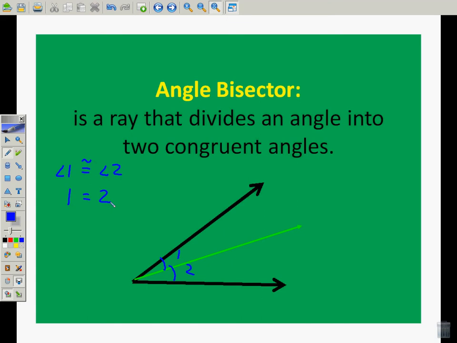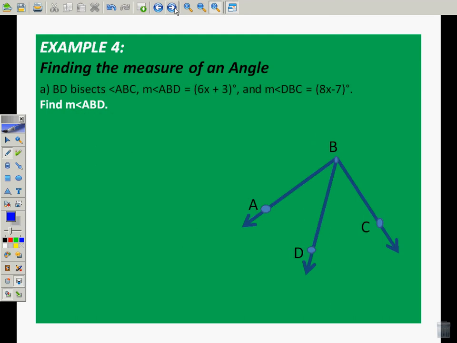Okay, here we go. Now, finding the measure of an angle. Here's the pièce de résistance. This is where we're using algebraic expressions and algebraic variables to find the measures of these angles. BD, that's the ray, bisects ABC. So that means that this part is congruent to this part. I'm going to mark it because it helps me remember.